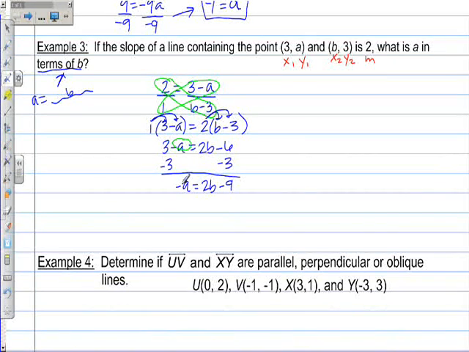From here, we need to get that to be a positive a. Well, this right here is like a negative 1a, okay? So what you'd want to do is divide by negative 1 on all parts. You end up with a equals negative 2b plus 9. That would be your answer.